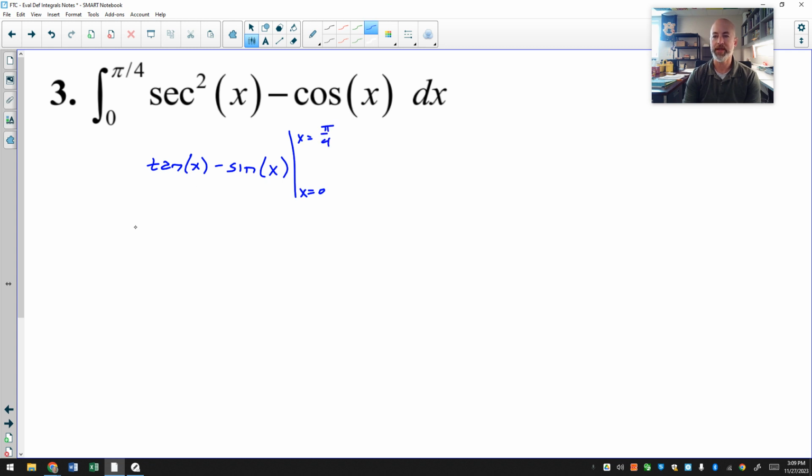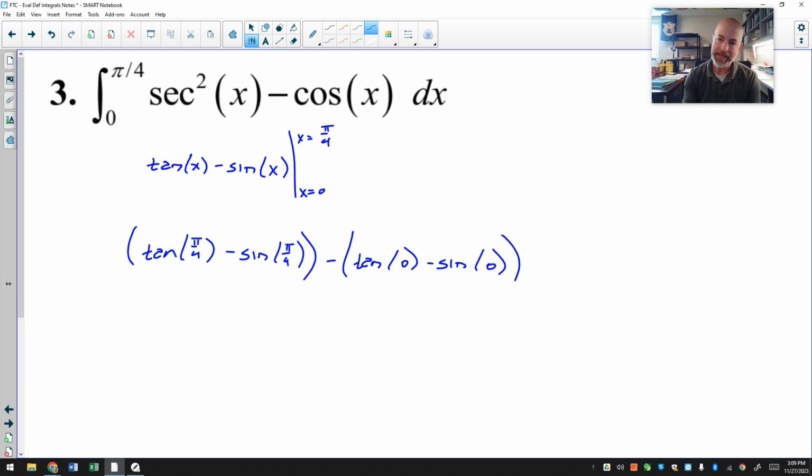And we'll plug that in. So that would give me a final numeric answer of the tangent of pi over 4 minus the sine of pi over 4, minus, plug in 0, the tangent of 0 minus the sine of 0.